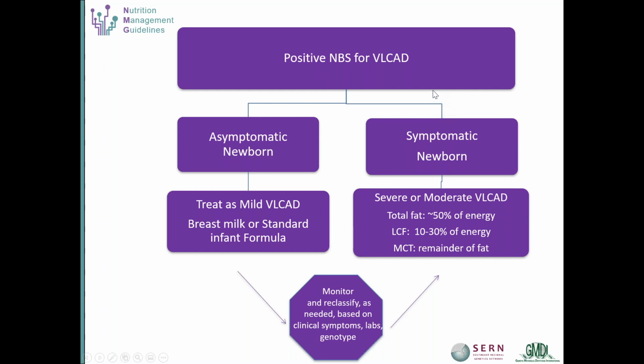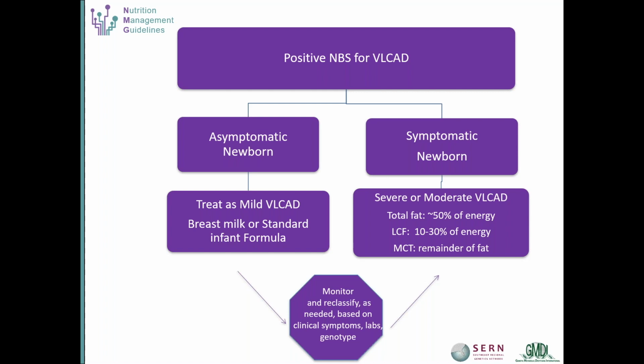So when we get a positive newborn screen for VLCAD, the way that we're doing this is deciding, looking at the infant, if the baby is asymptomatic, we tend to treat as a mild VLCAD. We allow breastfeeding or standard infant formula. If the infant is symptomatic, we treat as a severe or moderate VLCAD. We restrict long chain fat and add MCT.